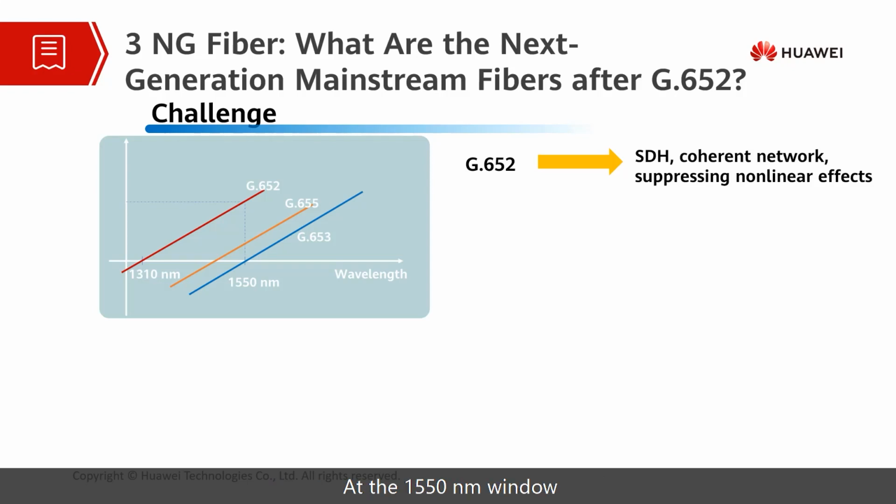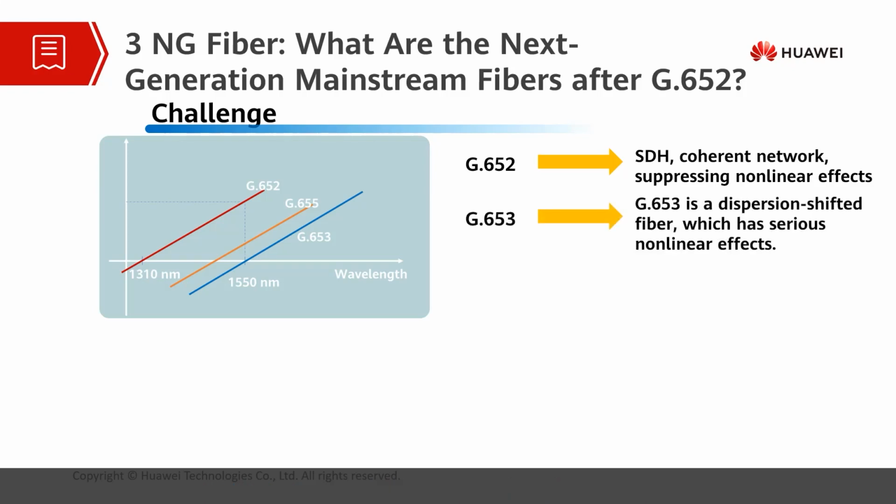At the 1550 nanometer window, which is used by the DWDM technology, it has a dispersion of about 17 picoseconds per nanometer per kilometer. For DWDM systems, this large dispersion actually limits the transmission distance without any electrical regeneration. In order to reduce the influence of dispersion on optical communication systems, a single-mode fiber with a dispersion coefficient of 0 at 1550 nanometer was developed. This fiber is called G.653.